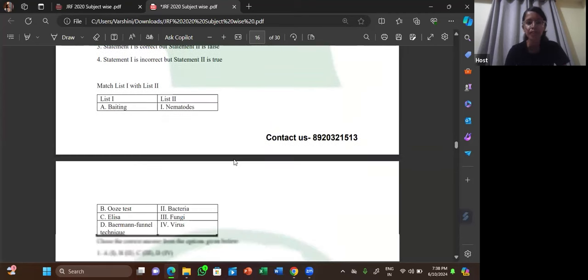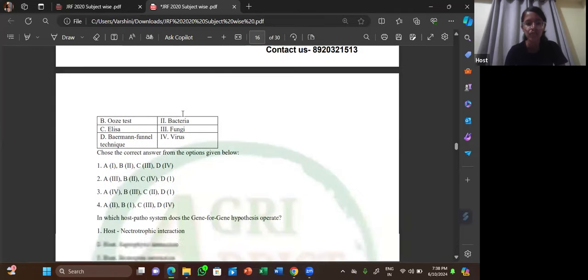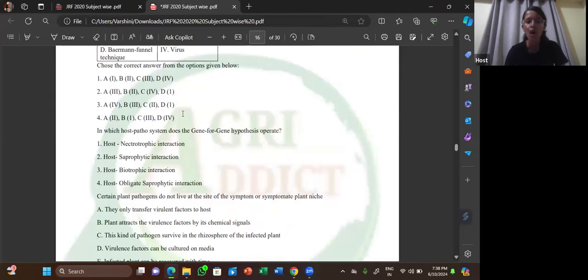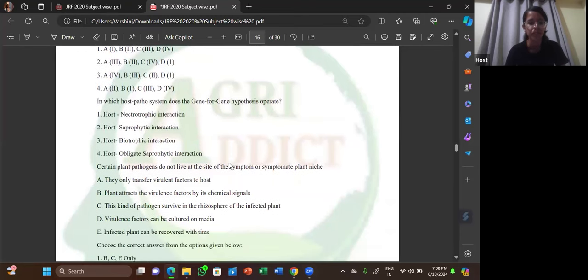Coming to the match the following, here there are techniques with respect to the pathogens. You all know baiting we do for fungi, whereas ooze, as the bacteria itself produces the ooze, it is for bacteria. ELISA is for virus, and Baermann funnel, you all know it is for nematodes. That's why option 2. And you all know gene for gene is for host and a biotroph.